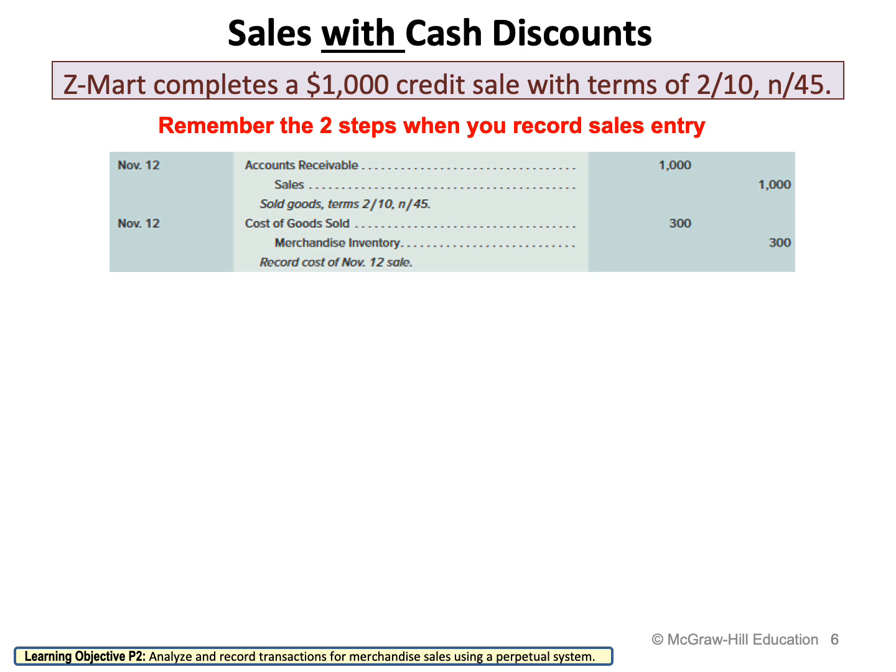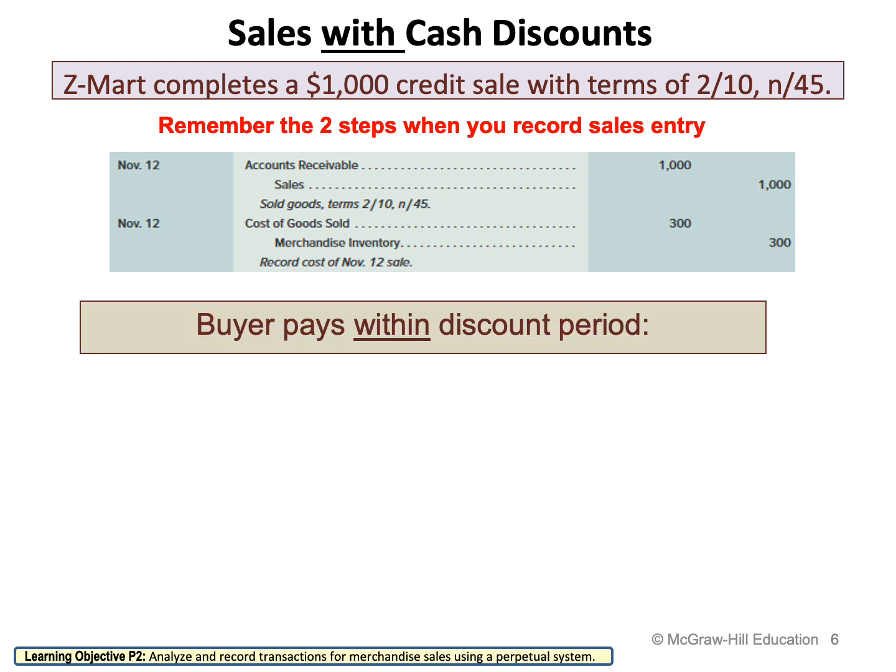Then the second step, I have to record the cost. How I'm going to record the cost: I'm going to say cost of goods sold to merchandise inventory. And I'm going to record it with the cost basis price, which is 300.